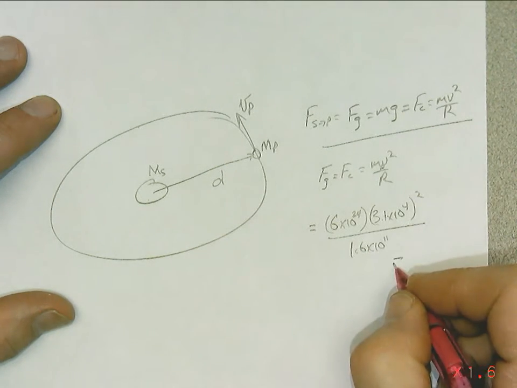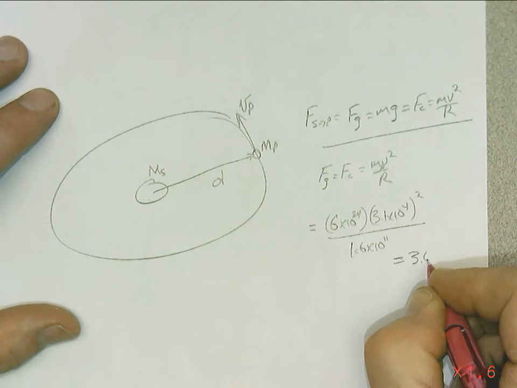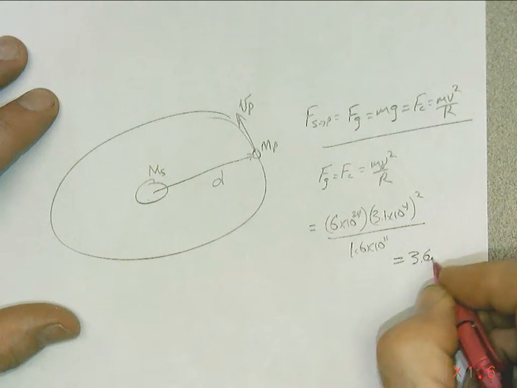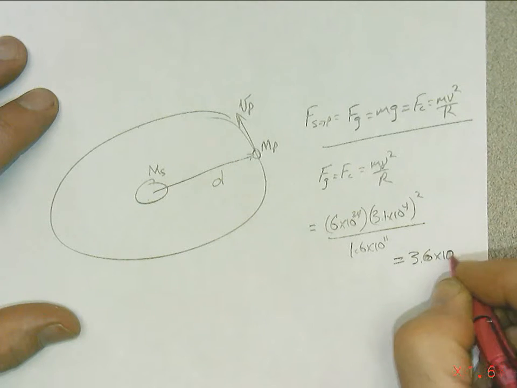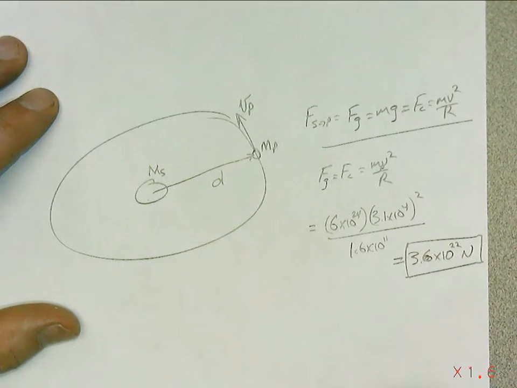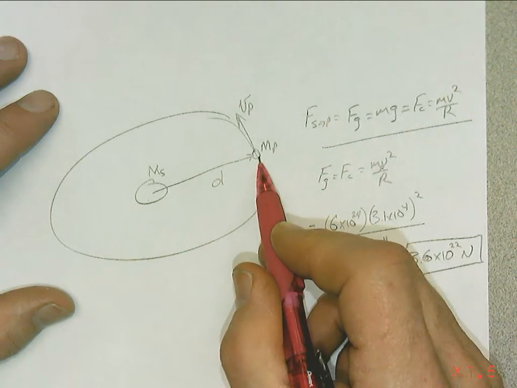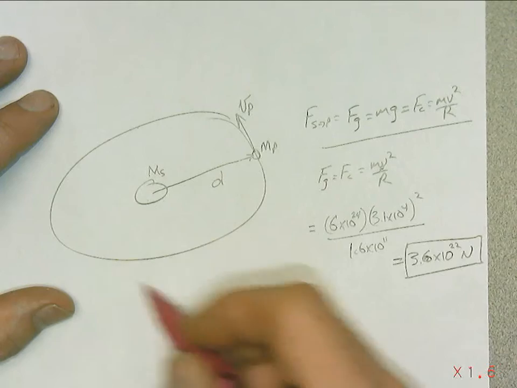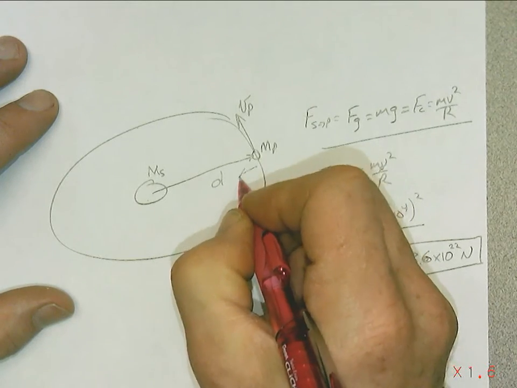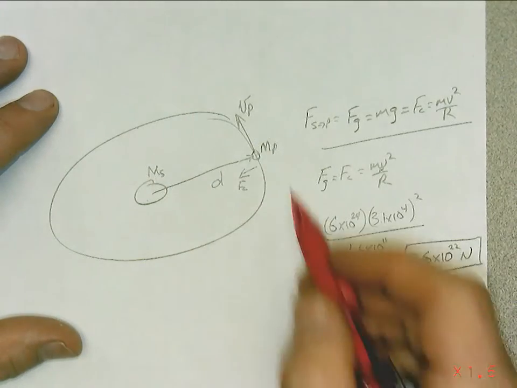You've got your own numbers, of course. That turns out to be 3.6 times 10 to the 22 newtons. And that is the force of the star on the planet, or the weight of the planet, or the centripetal force required, which is an inward force, Fc, required to cause this planet to go around its orbit.